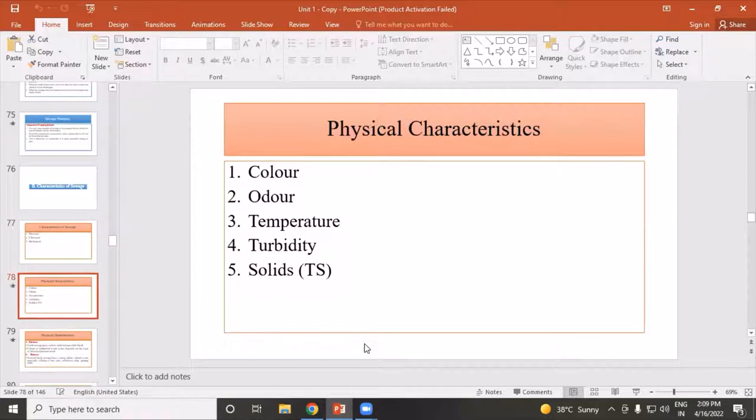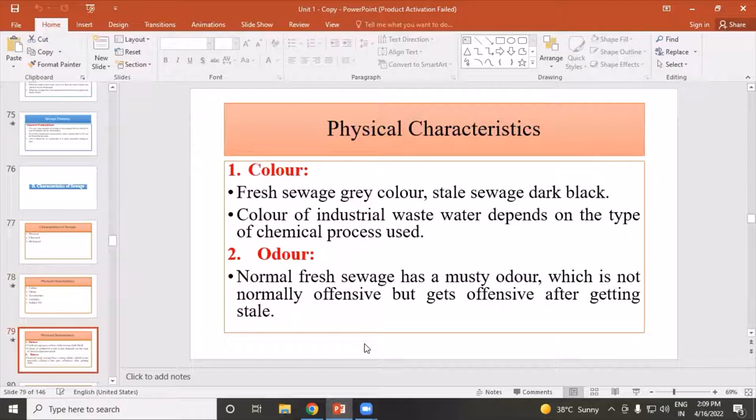In the physical characteristics of sewage, there are the following sub-points. First, color, odor, temperature, turbidity, and solids. First one, color. Fresh sewage is gray in color. Second, color of industrial wastewater depends on the type of chemical process used. Means, in the case of the sugar industry, the color is different from the case of the petrochemical industry. Then the second term is odor. Normally, fresh sewage has a musty odor, which is not normally offensive, but becomes offensive after getting stale.